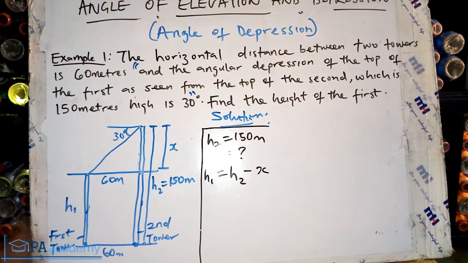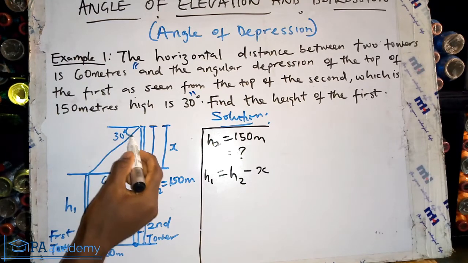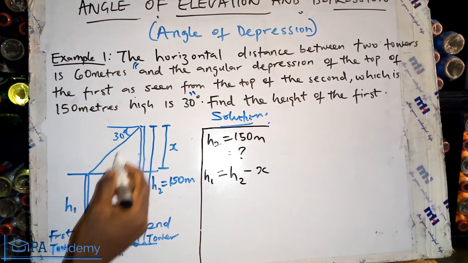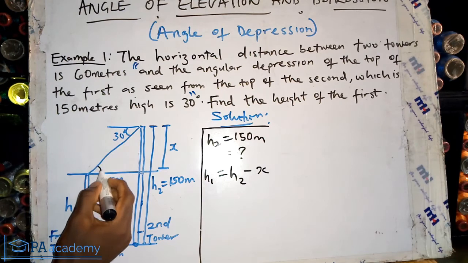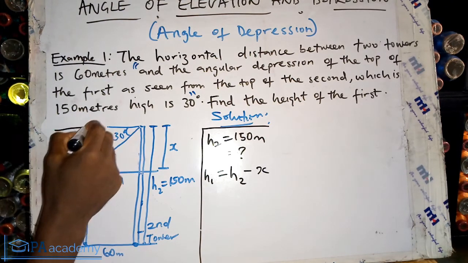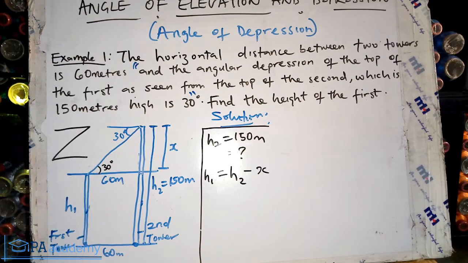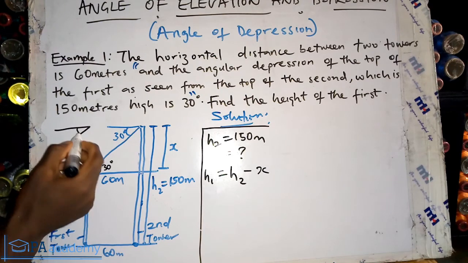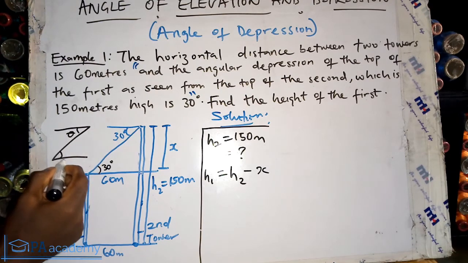Now let's come back to this diagram. If you look at this angle of depression, which is 30 degrees, you see that this 30 degrees is also the same thing as 30 degrees here. We call it alternate angle, or we call it Z angle. Look at it. If you have an angle here, theta, you have another angle here. So that means the angle here will also be the same as the angle here.